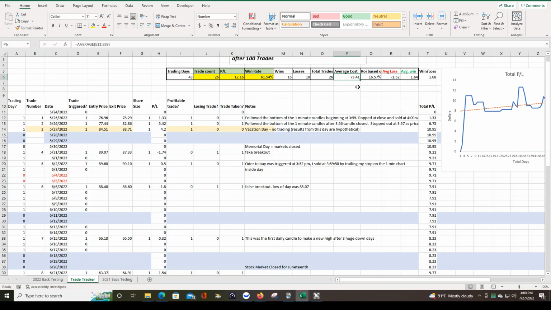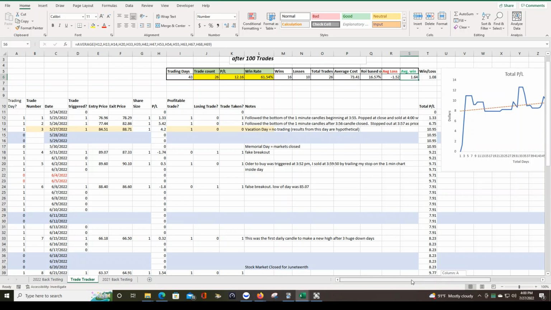That is the average of all of the shares bought since we've been trading. And our ROI, return on investment, again based on the average cost, is over 16% right now, over 16.5%, which is pretty great. Now we need to update the average win because that's going to change.